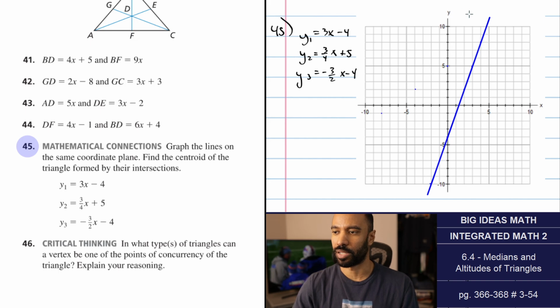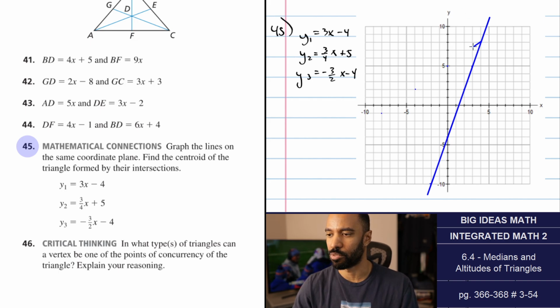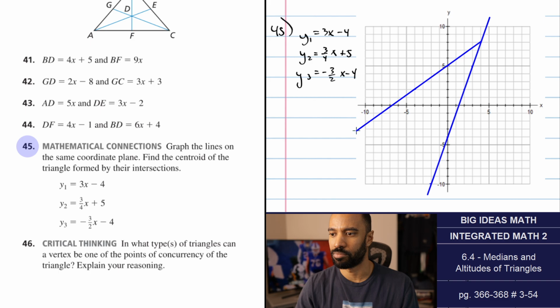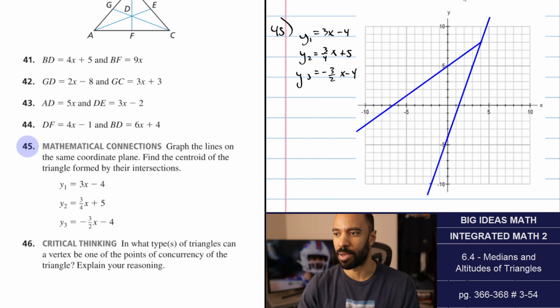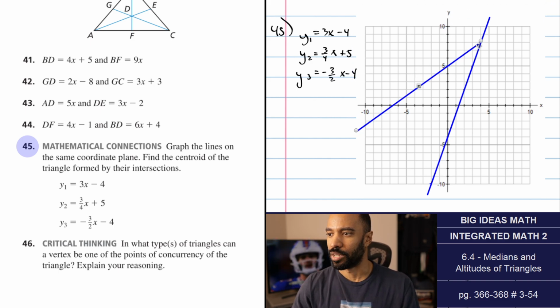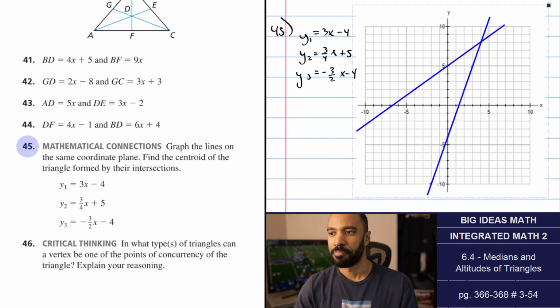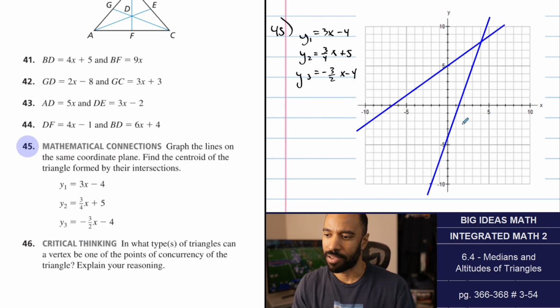Good thing about this is when it comes to centroids, it has to do with midpoints. And with midpoints, we need slope. Well, I'm not sure if that matters. No, we don't really need slopes. I kind of use the slope to get a midpoint, but I guess that doesn't matter. Never mind. The third one, negative 3/2 x minus 4.